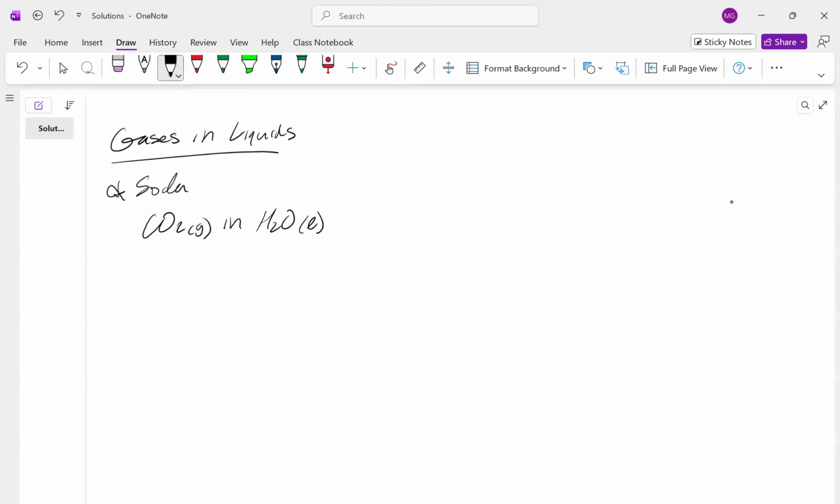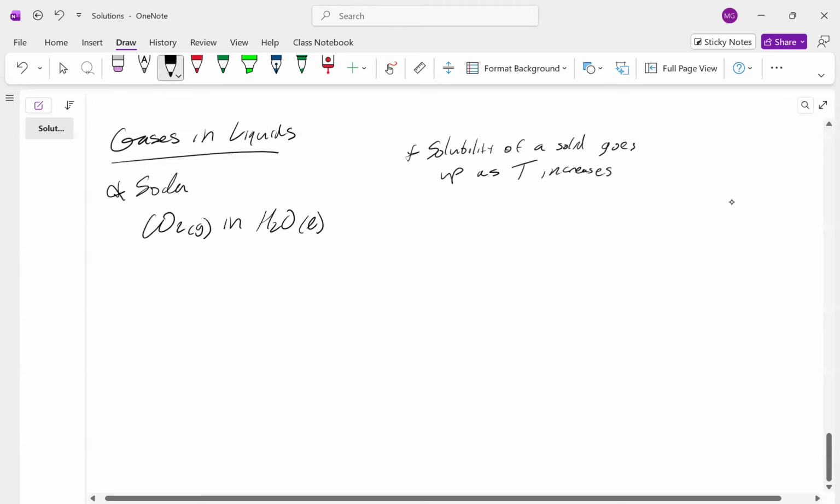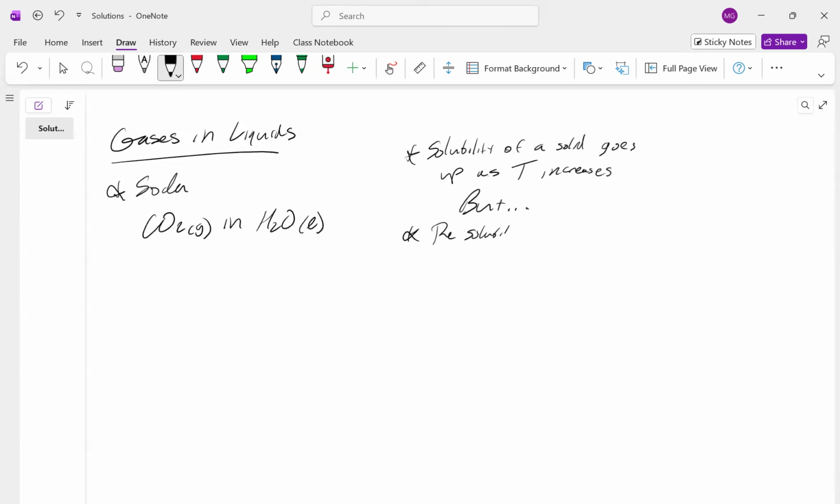And here's one of the big differences between gases and solids. Remember that the solubility of a solid goes up as temperature increases. But the solubility of a gas decreases as temperature increases. And you've had experience with this.